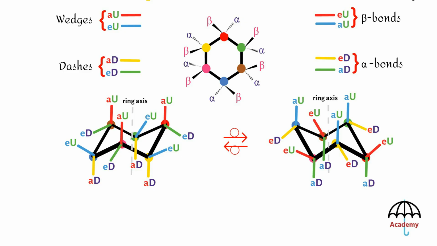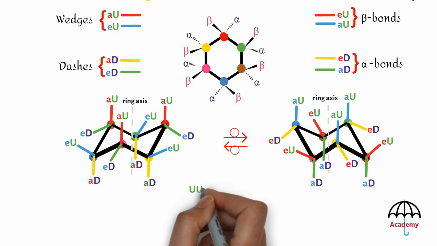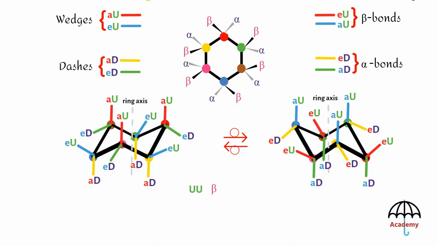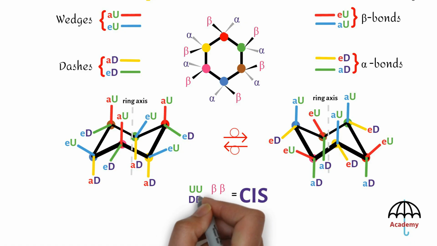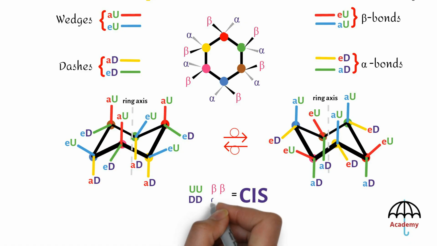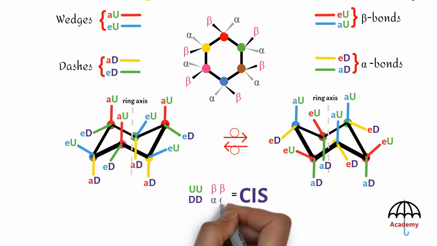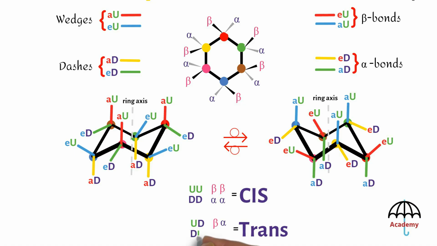If 2 bonds on any 2 carbons in cyclohexane chair are both pointing up, that means they are beta-beta, then the relationship between them is cis. Same is the case if 2 bonds are both pointing down. That means, if they are alpha-alpha, then relationship is cis. However, if one of the bonds is up and other is down, that means beta-alpha, then the relationship between the 2 is trans. Same is the case if one is down and other is up, that means alpha-beta, in that case also, relationship is trans.